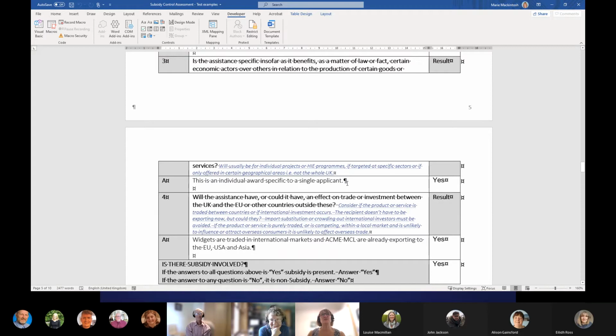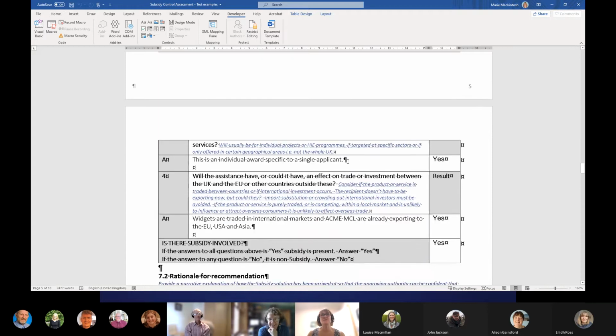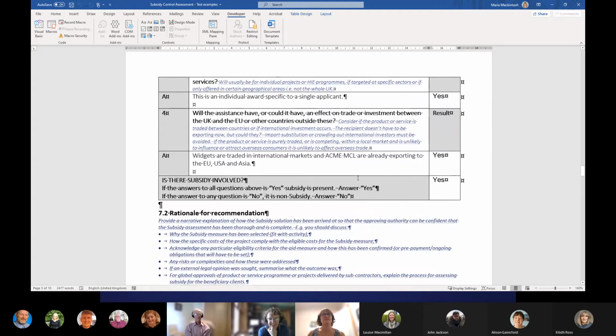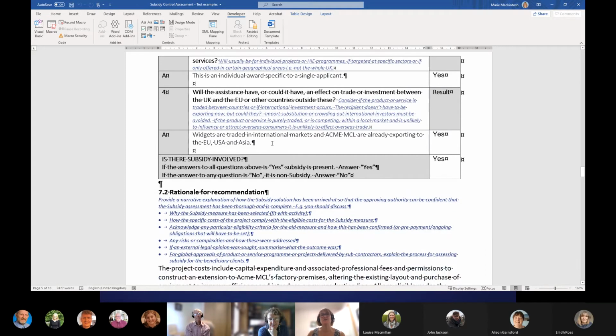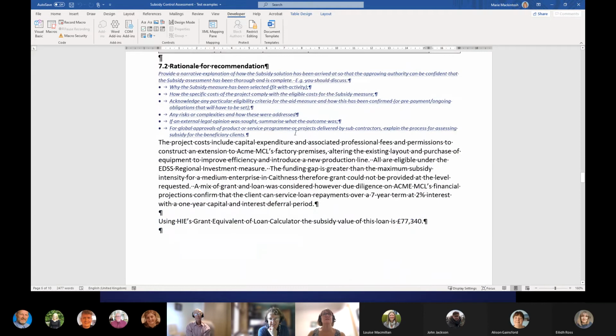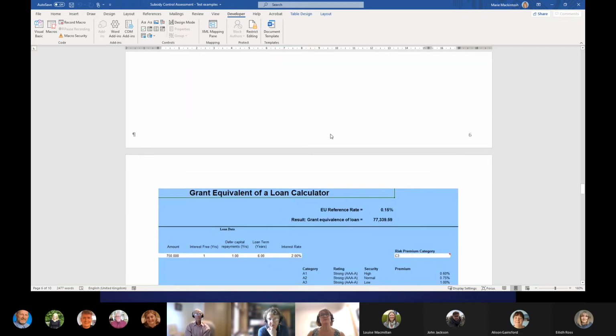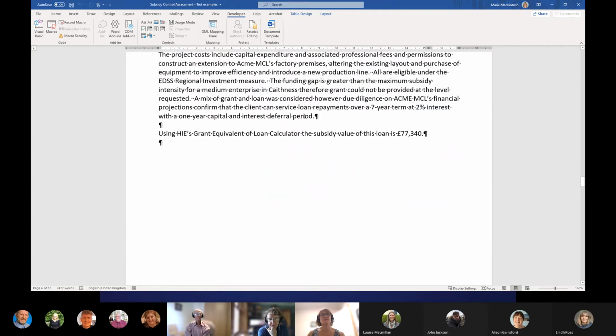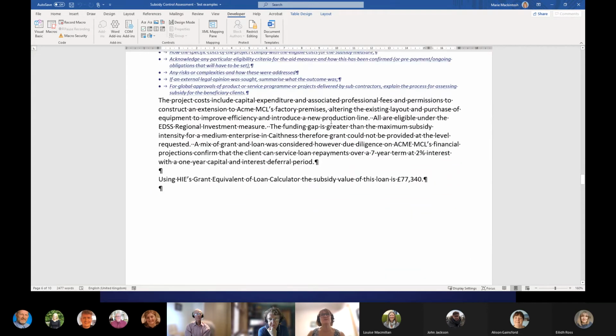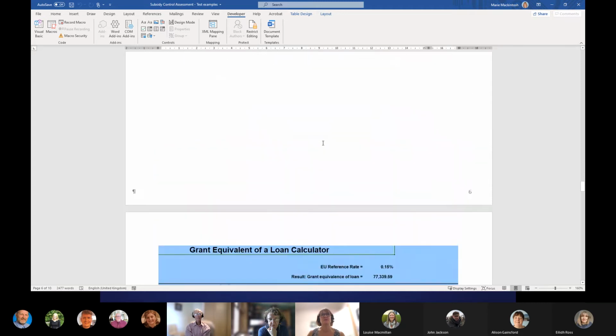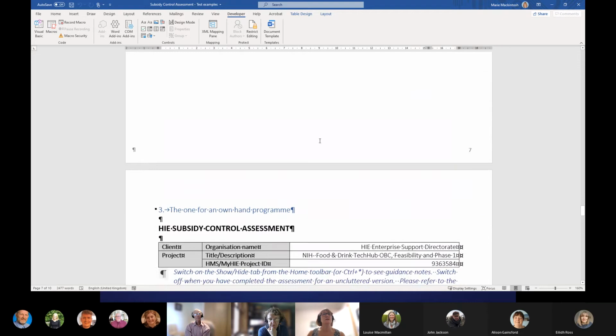So this is an individual award, a discretionary award to one single applicant, so of course it's specific. And in this example, widgets are traded internationally, and this company was already exporting. But even if they weren't, the fact that widgets are an international commodity means we would treat it that way. So you would have your explanation, so leave your explanation in there. This one doesn't particularly go into detail because it's a straightforward one. It doesn't discuss the nuances of the subsidy tests. It's more discussing how the loan was calculated.